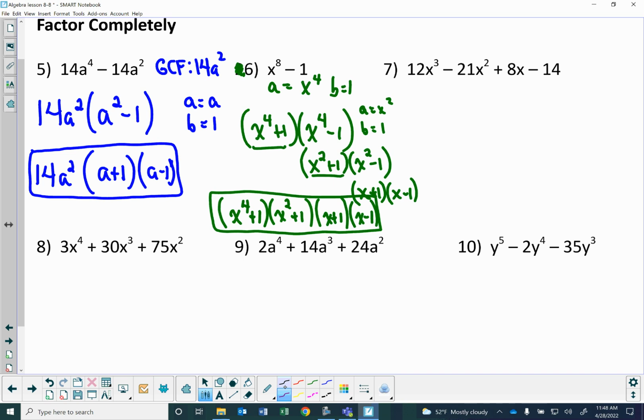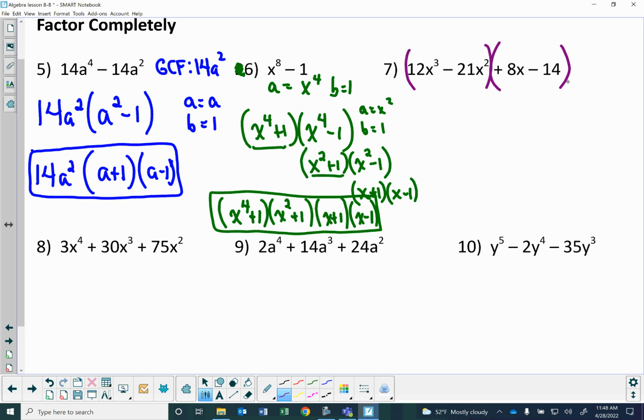12x cubed minus 21x squared plus 8x minus 14. Looking for a greatest common factor. Well, there's a greatest common factor for 12 and 21, and there's one for 12, 8, and 14, but there's not something for all of it. So I'm going to look at it. It's 4 terms, so I'm going to group first 2, last 2.